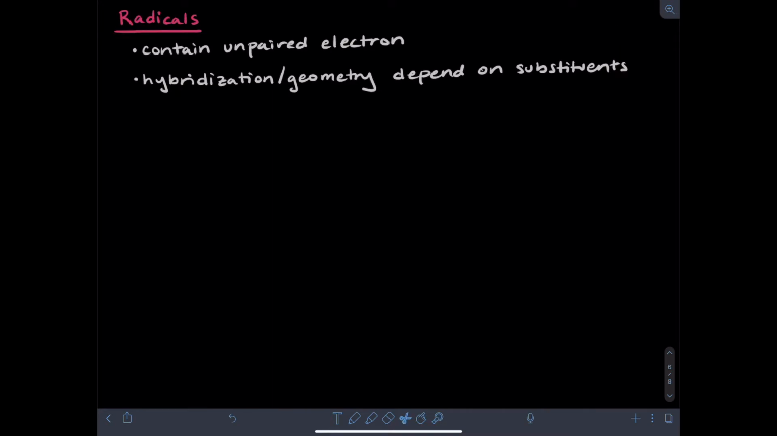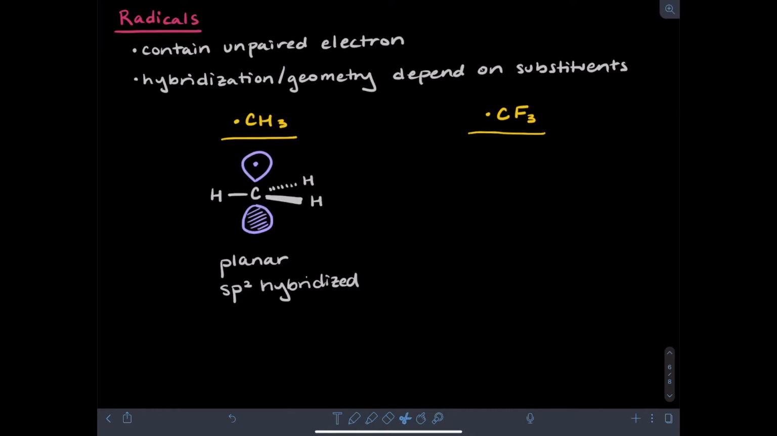In terms of hybridization and geometry, radicals are a bit more complicated than carbocations or carbanions. As a reminder, radicals contain an unpaired electron on carbon. These are neutral compounds with 7 valence electrons, and their hybridization and geometry depend a lot on the substituents on carbon. We'll compare 2 examples, a CH3 radical, methyl radical, or a CF3 radical, a trifluoromethyl radical. In the case of the methyl radical, this is thought to be planar and sp2 hybridized. This would mean that the radical, or unpaired electron, is occupying a p orbital on carbon, rather than a hybrid orbital.